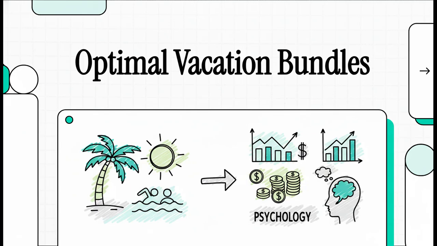All right, let's talk business. Have you ever looked at a vacation package deal and wondered how they came up with that specific combination of flights, rooms, and tours? Well, it's not random. In fact, it's a masterclass in applied microeconomics.